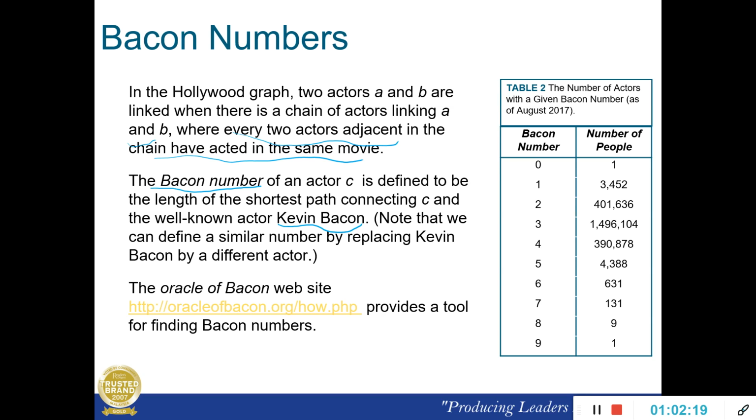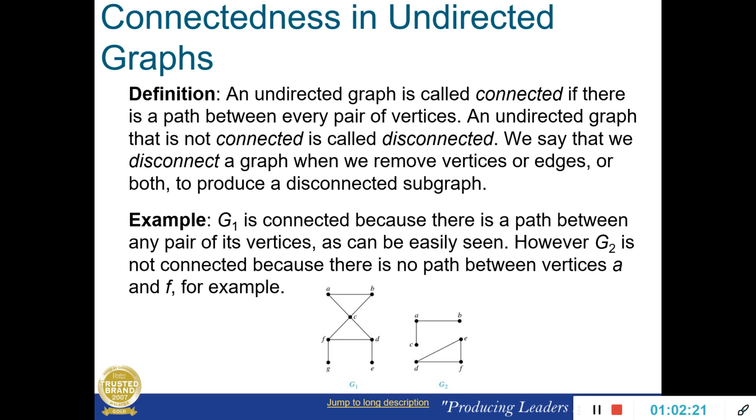So you can also use this as a connectivity graph. Connectedness in an undirected graph: an undirected graph is called connected if there is a path between every pair of vertices. An undirected graph that is not connected is called disconnected. Okay? An undirected graph is called connected if there is a path between every pair of vertices.